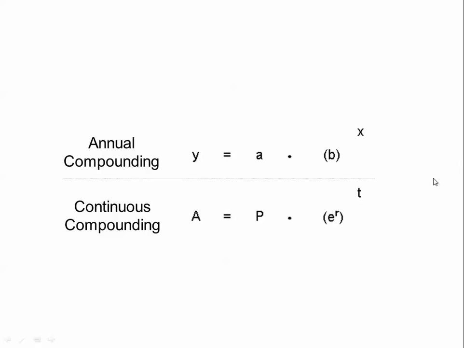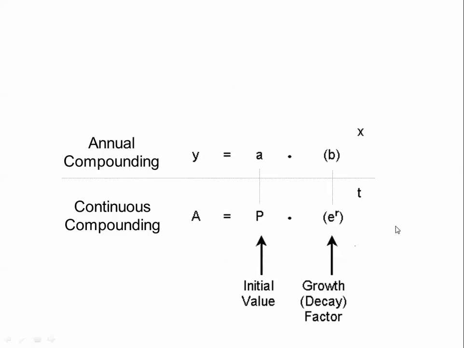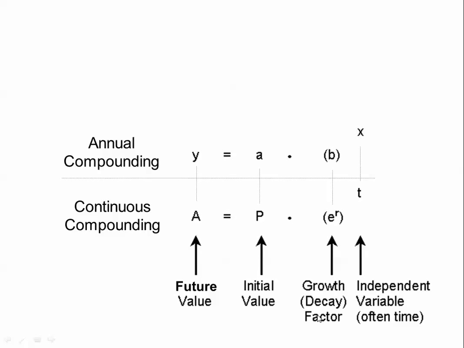Now we use different letters, but these columns are equivalent, with a slight difference. The initial value is a on top and P in the bottom. The growth or decay factor is either b or e to the r. The independent variable is x or t, which is often time, and the future value is y or A.